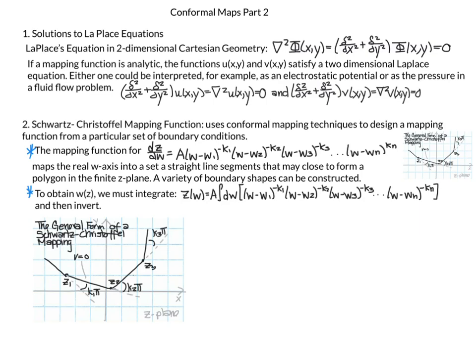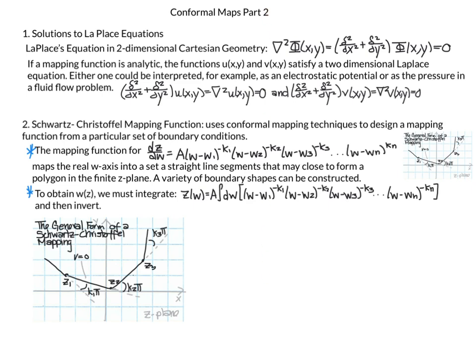In this video, we are going to talk about two examples of conformal maps. This is actually part 2 of my 2 videos that talked about conformal maps. In the first one, we defined what a conformal map was and did a couple of examples to illustrate. In this video, we are going to talk about two particular conformal maps. The first are solutions to the Laplace equations, and the second are the Schwartz-Christoffel mapping functions.